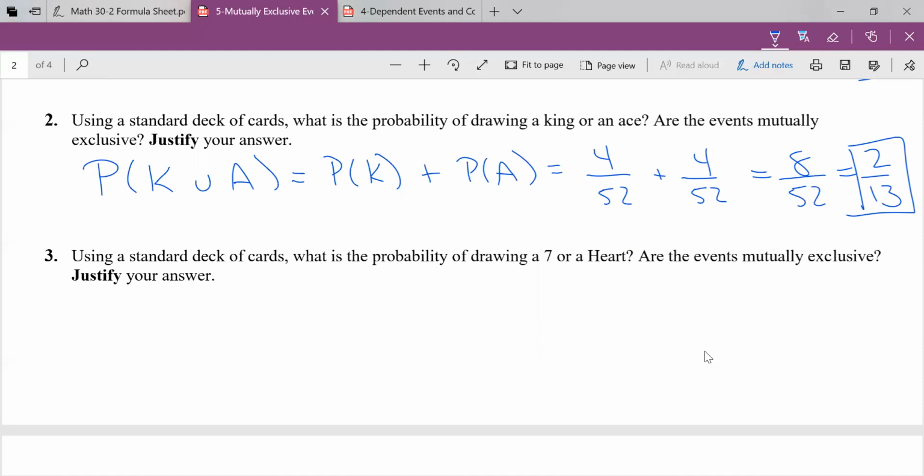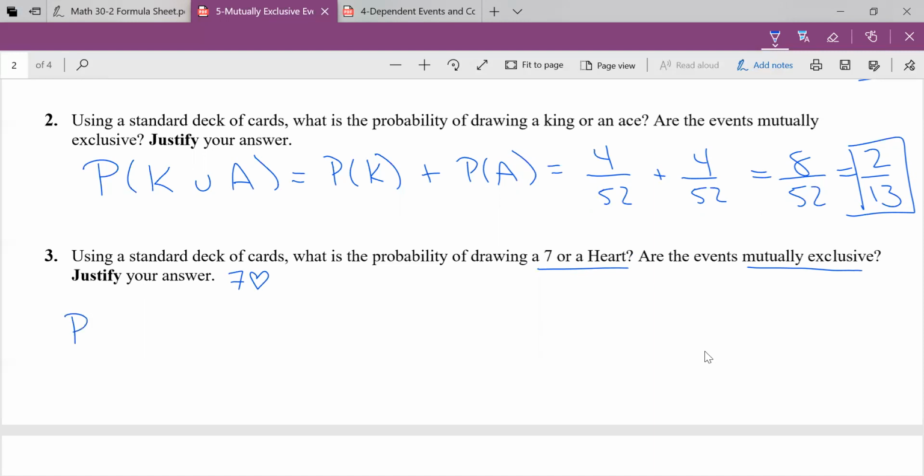Let's try another question. Using a standard deck of cards, what is the probability of drawing a 7 or a heart? Are these mutually exclusive? No, these are not mutually exclusive. How am I going to justify that? Well, it's called the 7 of hearts, right? I can get the 7 of hearts. It can happen at the same time.